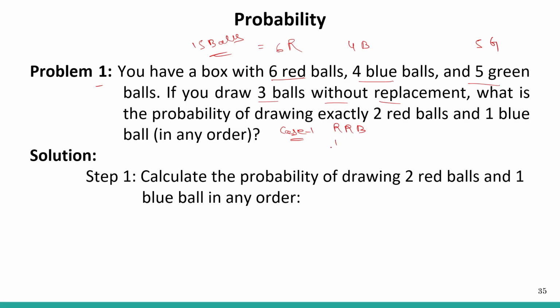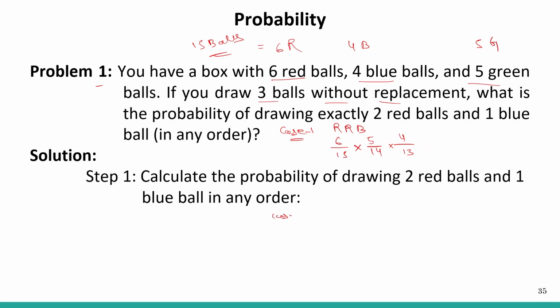Since there are 6 red balls, it will be 6 by 15. Then you also pick a red ball, without replacement. So it will be 5 by 14, because now 14 balls are remaining. Then what we have to multiply is, how many blue balls are there? There are 4 blue balls. And how many balls are there? Since 2 are already picked, there are 13 remaining. So this will be the answer for this case.